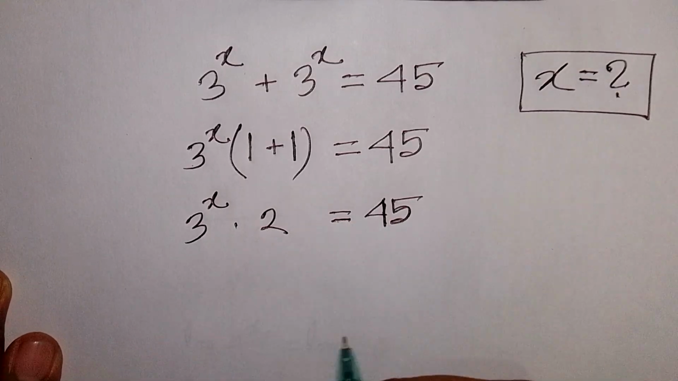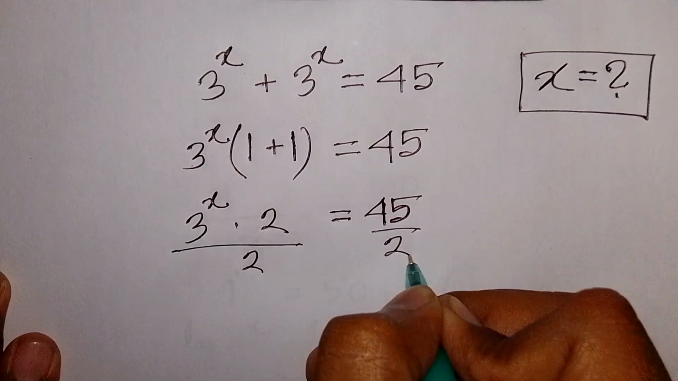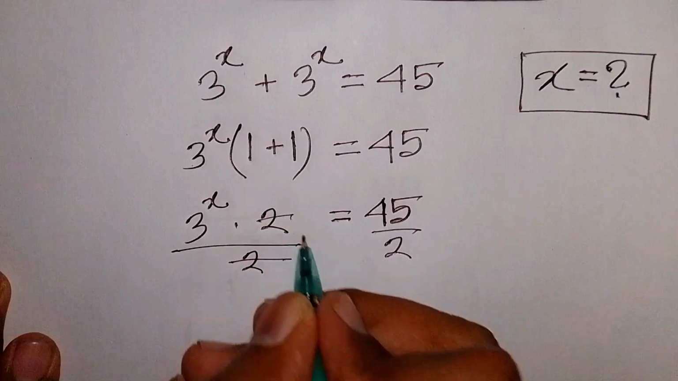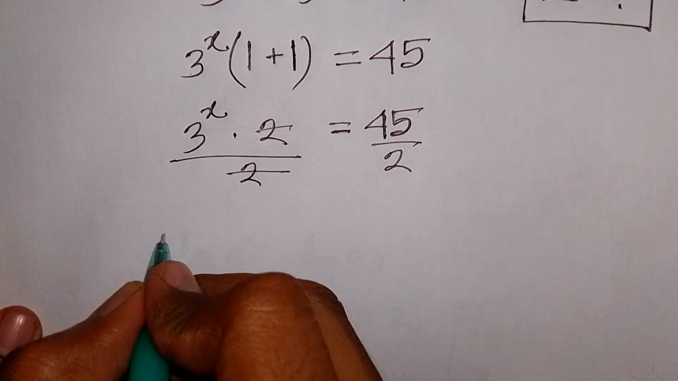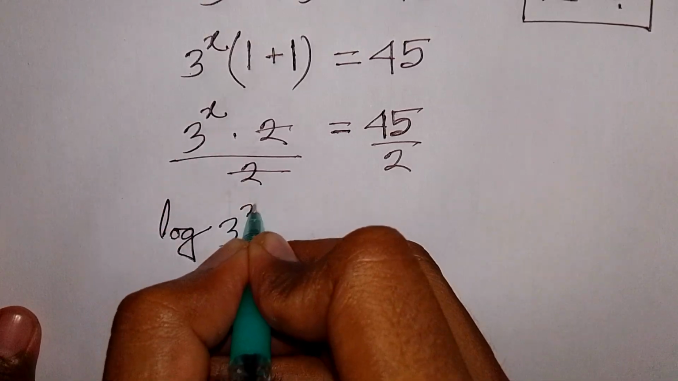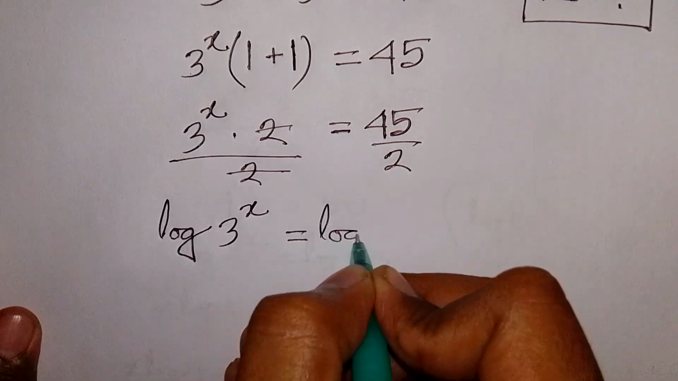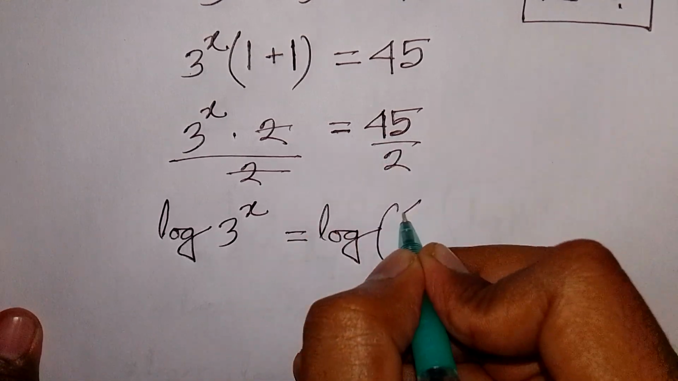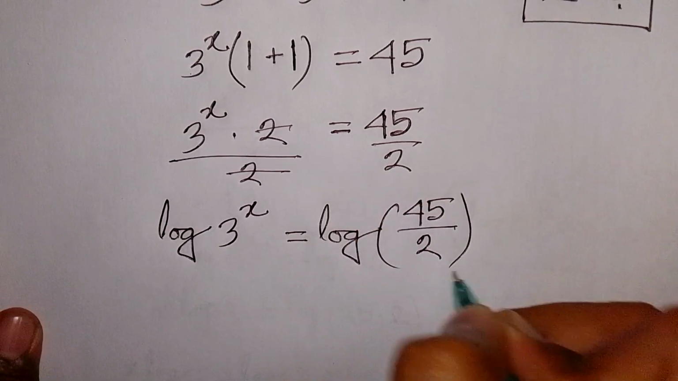Now we divide by 2 on both sides, so divided by 2, divided by 2. This 2 will be cancelled. Now we apply log on both sides. So log of 3^x is equal to log of 45 over 2.